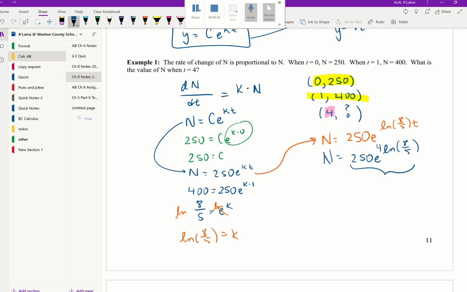At this point, you could enter this into the calculator, and what we could find out is that n is around 1,638.4.